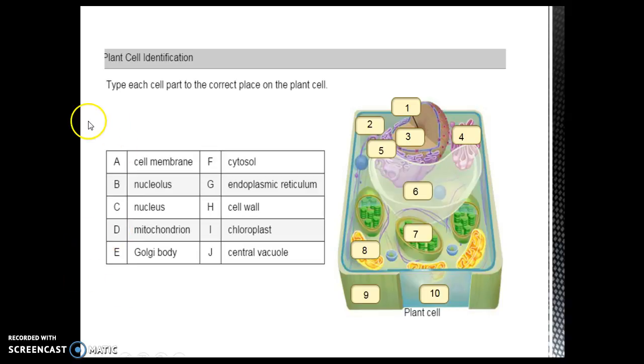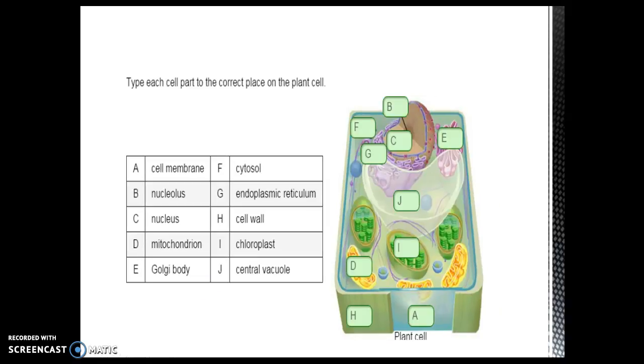These are different types of cell parts. Can you label these? Can you match cell membrane with the correct number? Can you match the nucleolus with the correct number? Go ahead and try your hand at it. How close did you get?